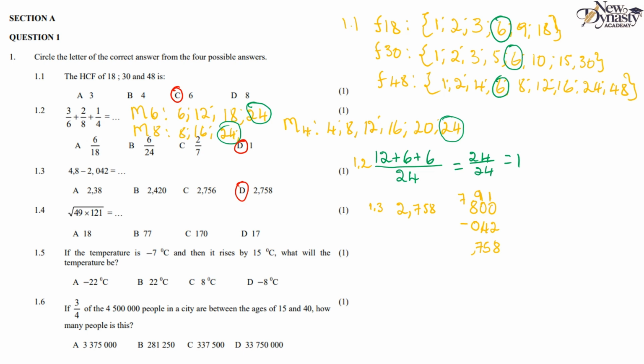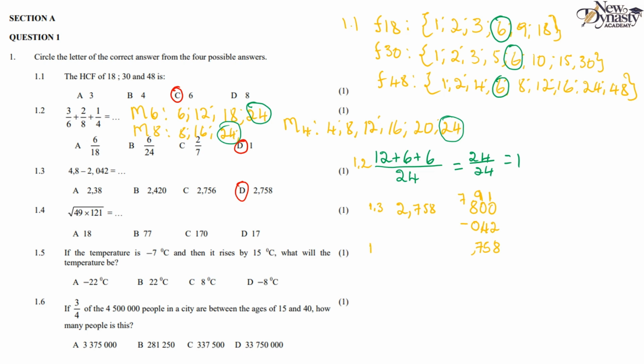Question 4. Here we've got the square root of 49 multiplied by 121. Learners tend to use a calculator on every question like this. It's okay, you can use a calculator. But I believe that for you to be a genius in mathematics, you must be able to do these questions without using a calculator. I know sometimes it's going to waste time for you, especially in examinations, but you need to know how to do these calculations without a calculator. That is mathematics.